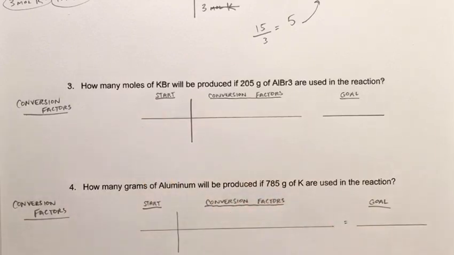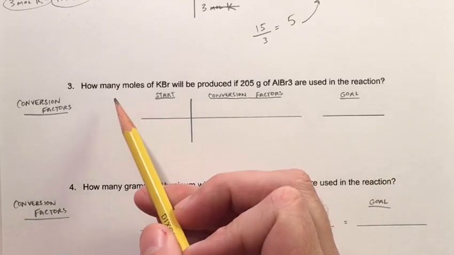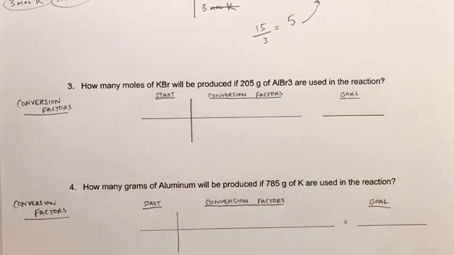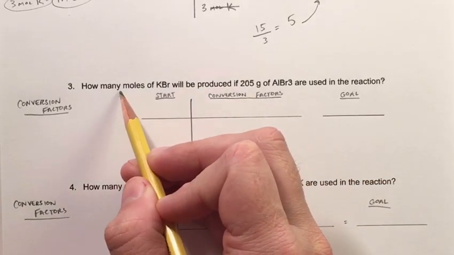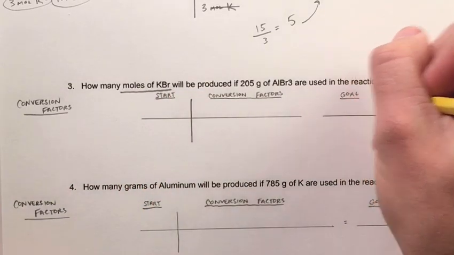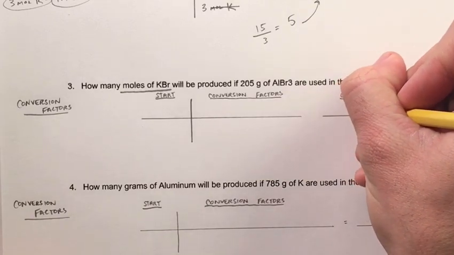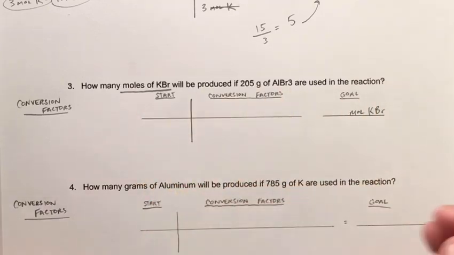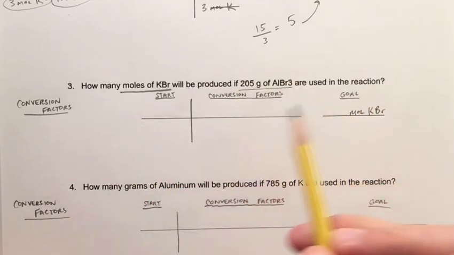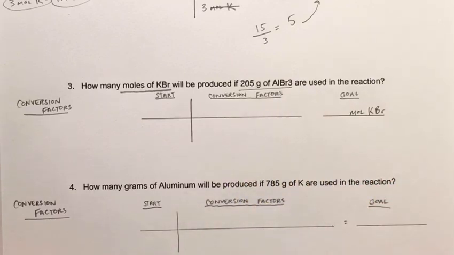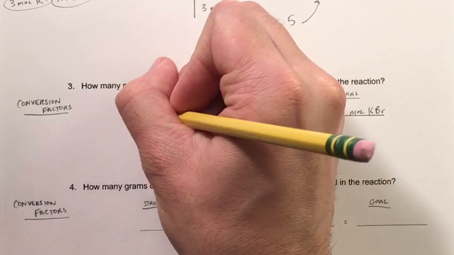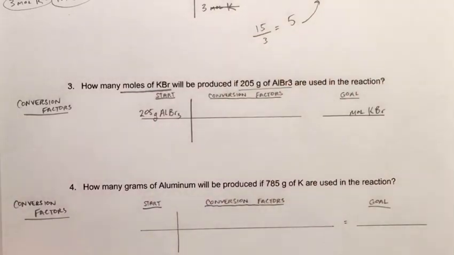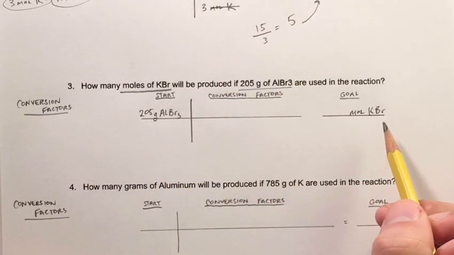We want to find our end and then find our start. So how many moles of KBr will be produced if 205 grams of AlBr3 are used in the reaction? It wants to know how many moles of KBr. So I'm going to put that in my goal unit. Moles is the unit, KBr is the formula. Now, what do I have to begin with? 205 grams of AlBr3. I will put that in my start. 205 grams AlBr3. Nice, I have my start and I have my finish.